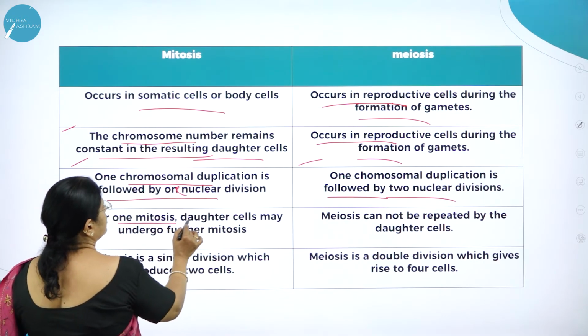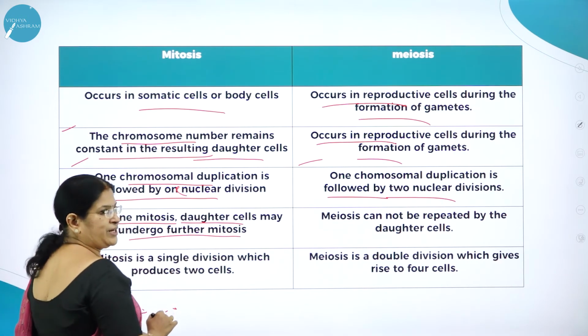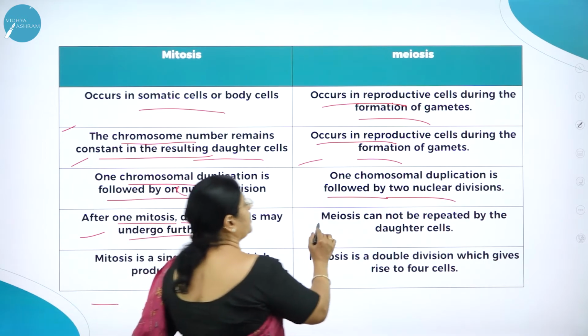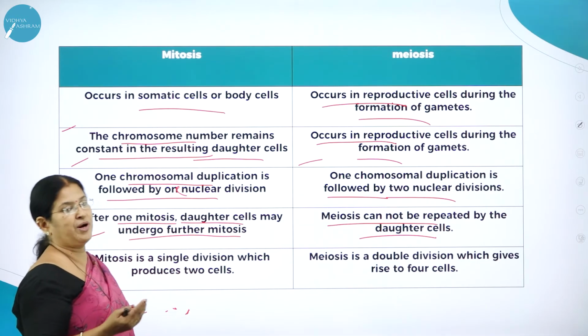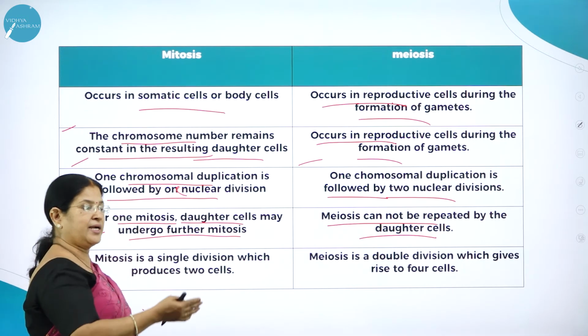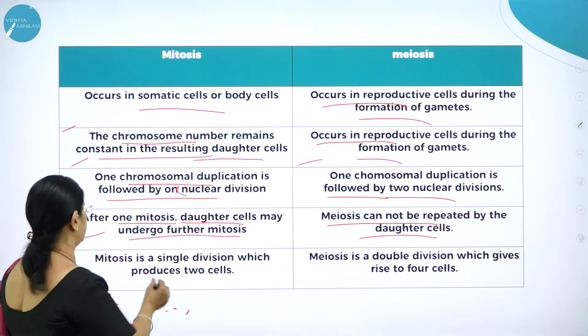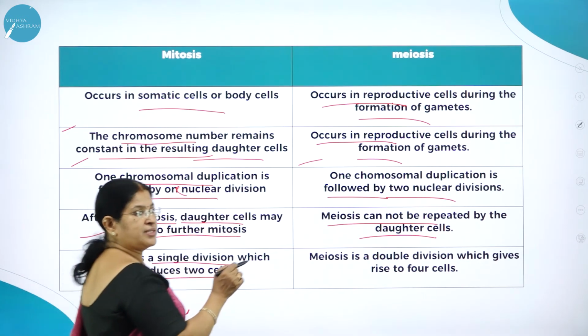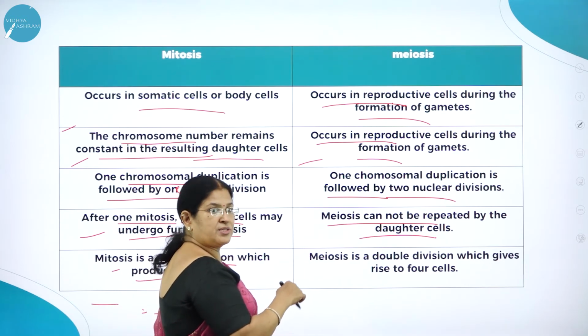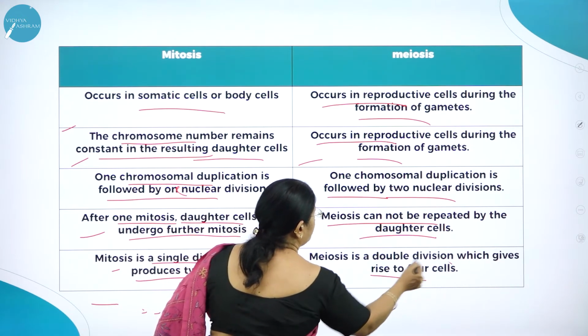After one mitosis, daughter cells may undergo further mitosis. Meiosis cannot be repeated by the daughter cells. As you know, only 4 haploid cells are formed, but they cannot undergo meiosis again. Mitosis is a single division which produces 2 cells. Meiosis is a double division as it has meiosis 1 and meiosis 2, which gives rise to 4 cells.